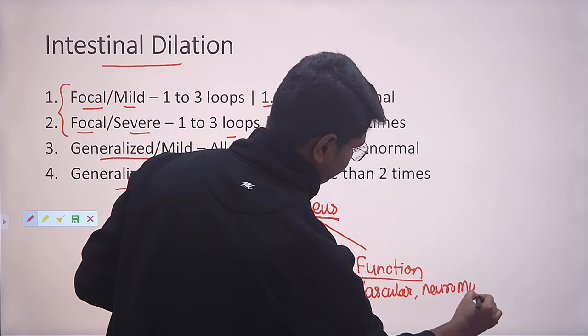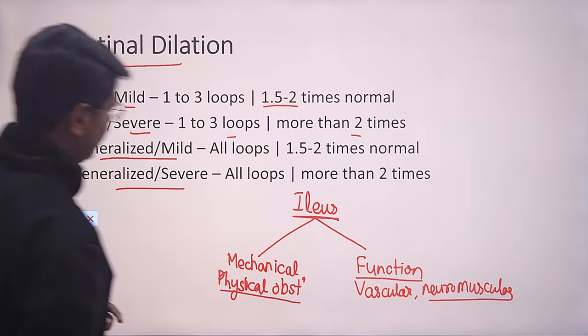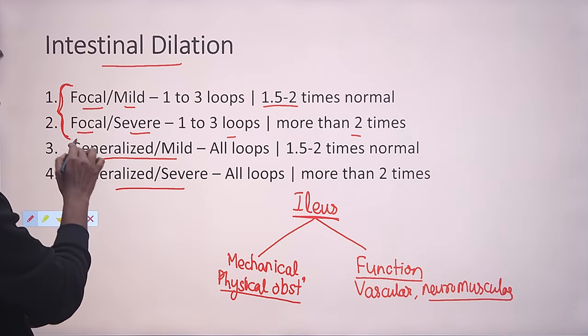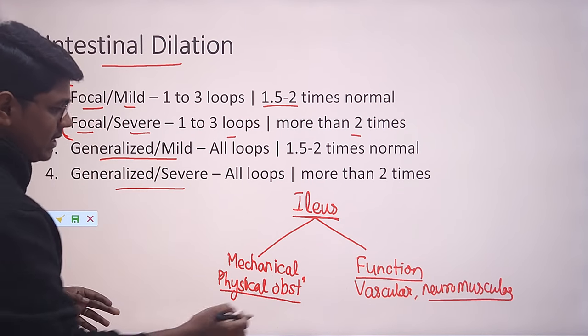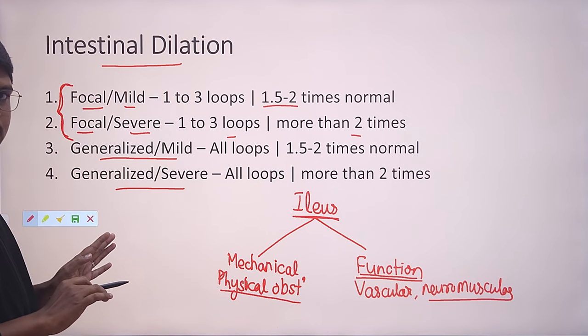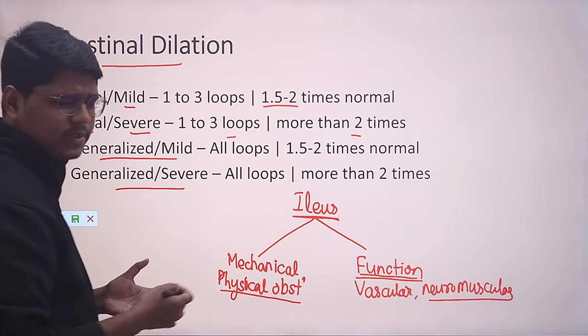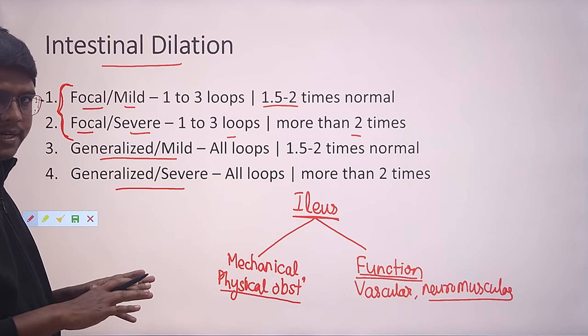neuromuscular problem. So what happens in case of mechanical obstruction, you will find focal involvement. Usually 1 to 3 or 4 loops of intestine may be affected. While in case of functional, you will find generalized involvement. All the intestine loops will be affected. Functional ileus is very difficult to diagnose from the radiograph, but it can be identifiable.